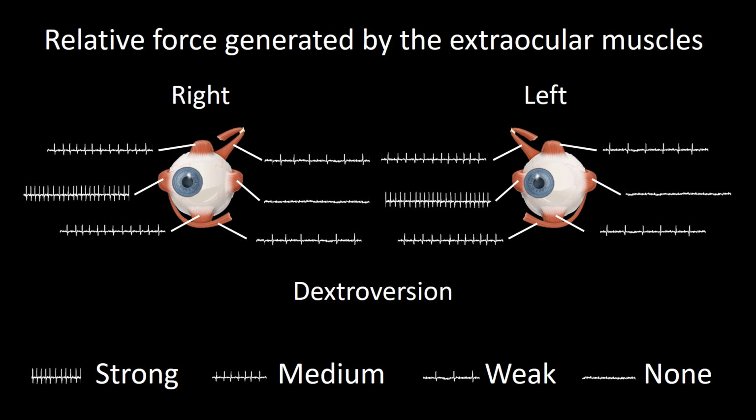The vertical position is maintained by the balanced contractions of the elevators and depressor muscles, with the predominance of the recti on the right and of the obliques on the left.